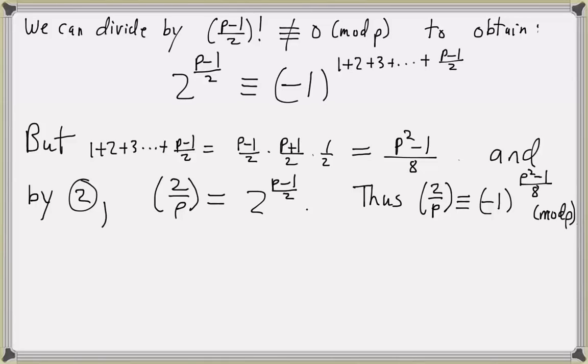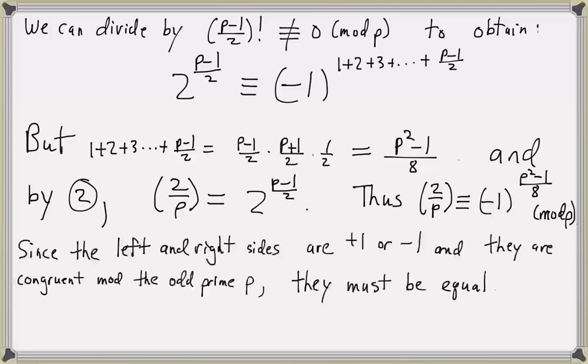And since the left-hand side and the right-hand side are both equal to plus or minus 1, we must have that the Legendre symbol (2/p) is actually equal to negative 1 to the power (p squared minus 1)/8. So again, since the left and right sides are plus or minus 1, and they're congruent mod the odd prime p, they must be equal. So this establishes the proof of property 6.